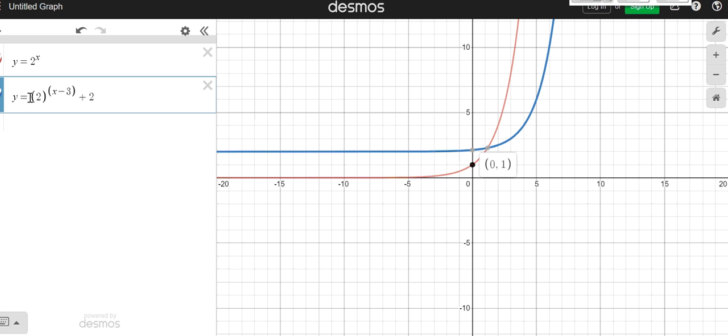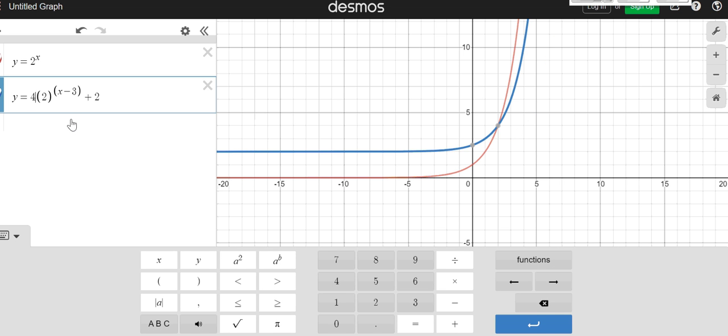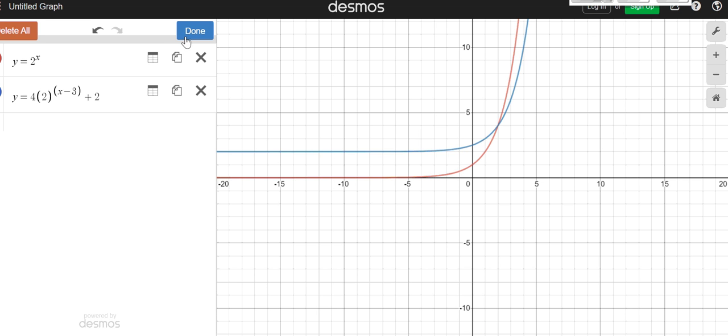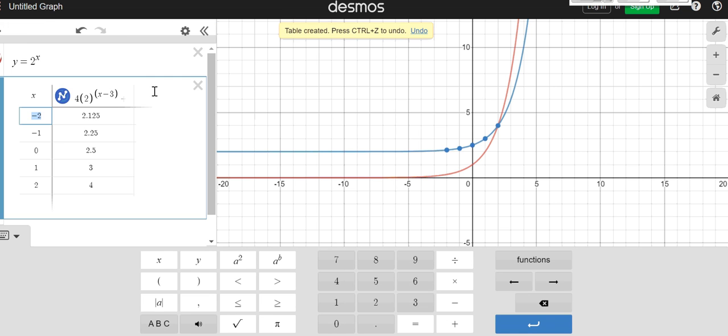But then they wanted us to also multiply it by 4. So then that changes things a little bit. It's a little harder to see those transformations of the graph. Now, on Desmos, we can also hit this little bar and make a table. And look at that. It'll give us these points. We can write these down and add them to our graph.